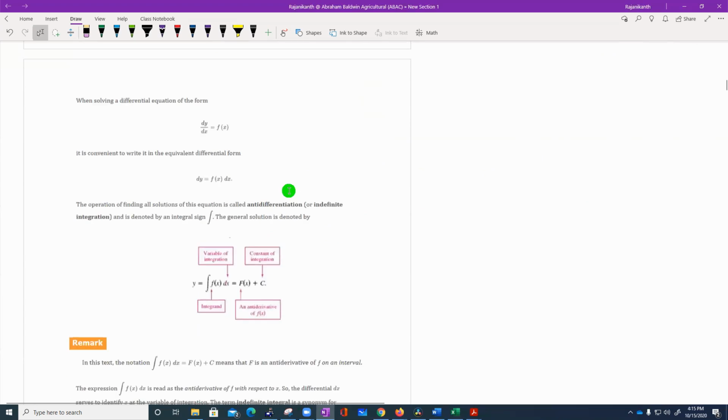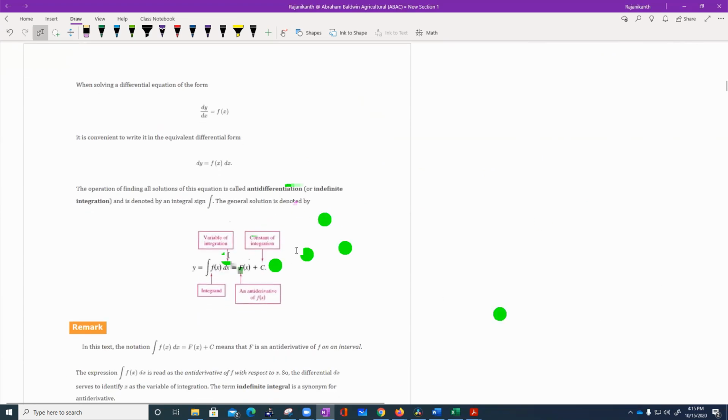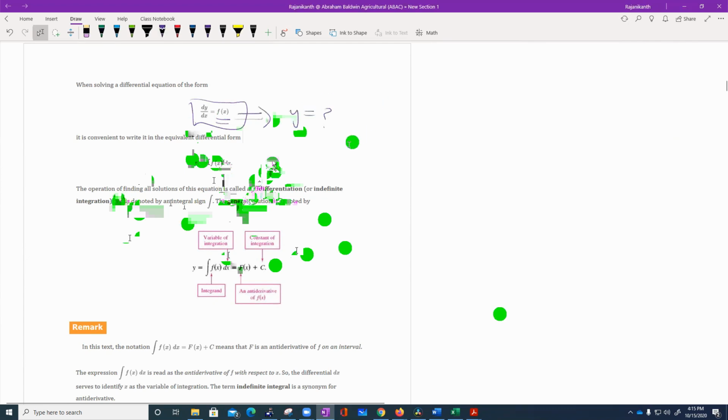Right, so let's look at this. Suppose you want to solve this differential equation, where f is any function, so I'm writing f(x) here. If you want to solve this differential equation, what does it mean? That means you need to find the y answer, right?